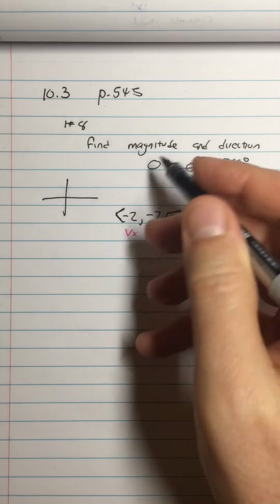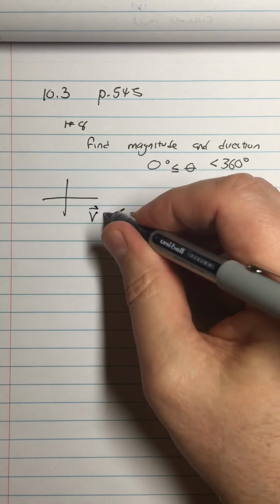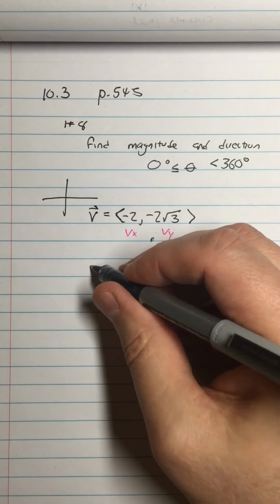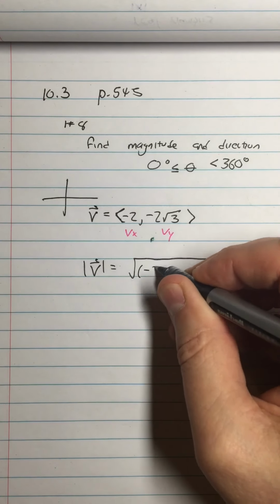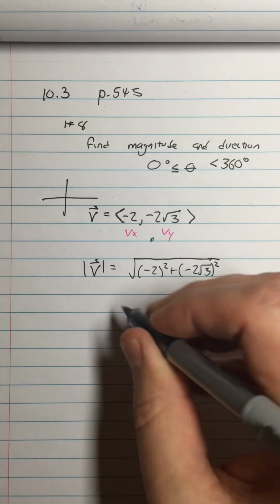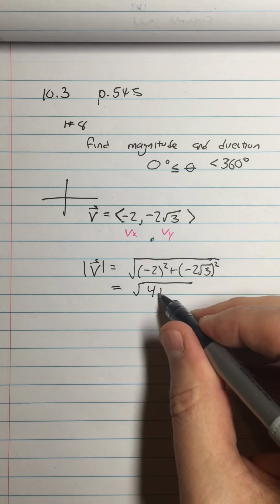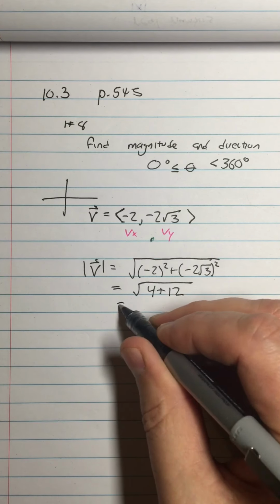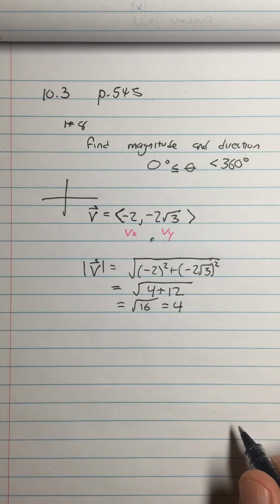All right, so first of all, finding the magnitude is easy. Let's give this vector a name. I'll cleverly call it V. So the magnitude of the vector V is equal to the square root of negative 2 squared plus negative 2 square root 3 squared. I hardly have to write this out for you. You can figure it out. It's square root of 4 plus 12, right? So it's square root 16, so it's 4. All right, so the magnitude of the vector is 4.